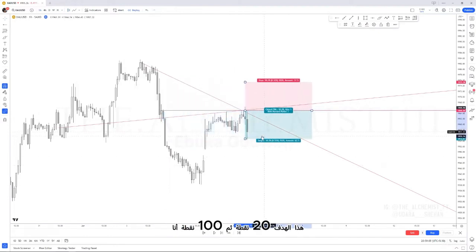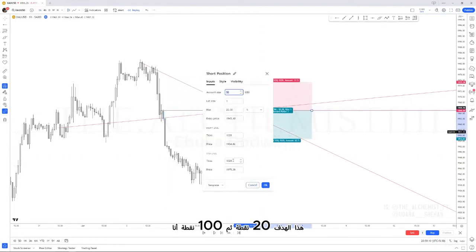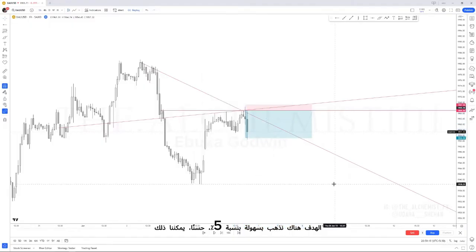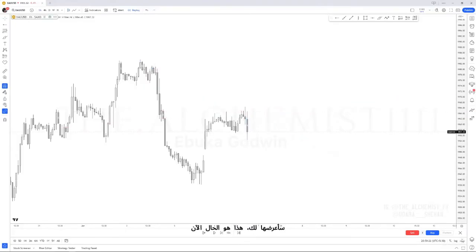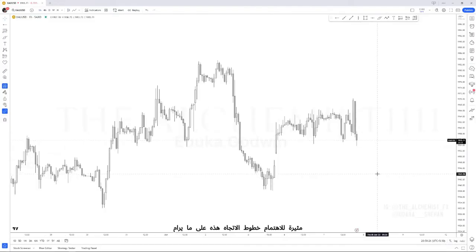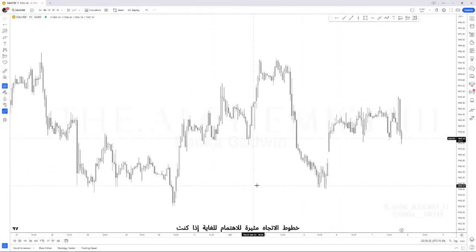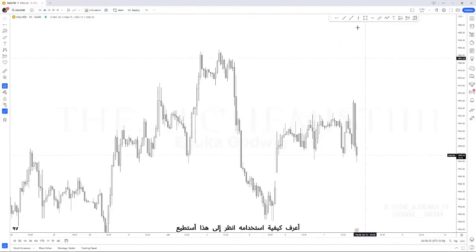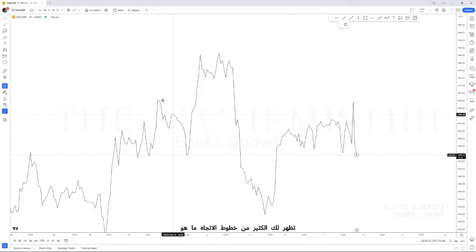So look at this: 20 pip stop loss and 100 pip target. There we go, 5%. Easy. You can do stuff like this. I'll show it to you. So that's that. Now you see this, right? You see how interesting these trend lines are. Trend lines are very interesting if you know how to use them properly. Look at this. I can show you a lot of trend lines. What is this?